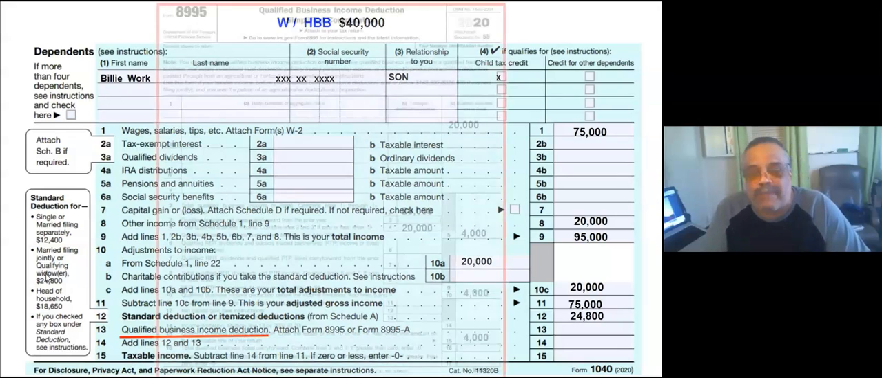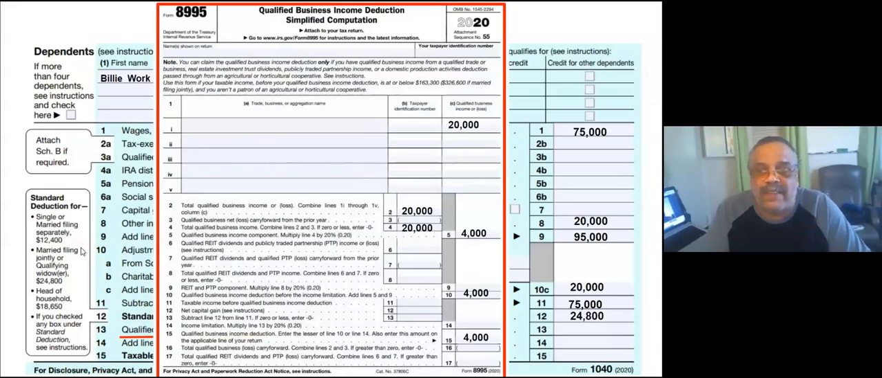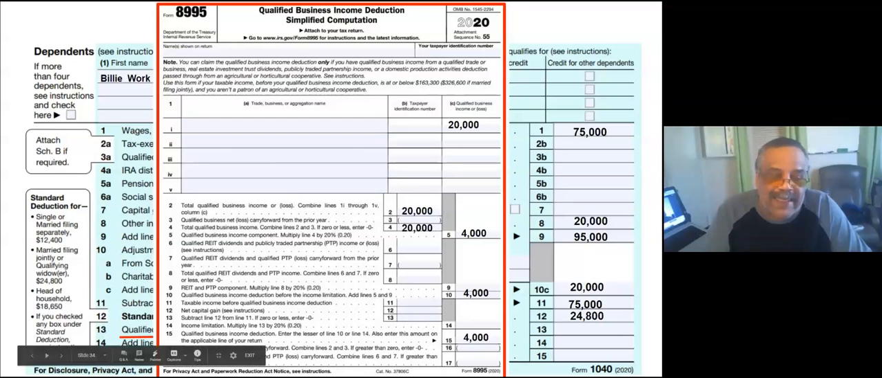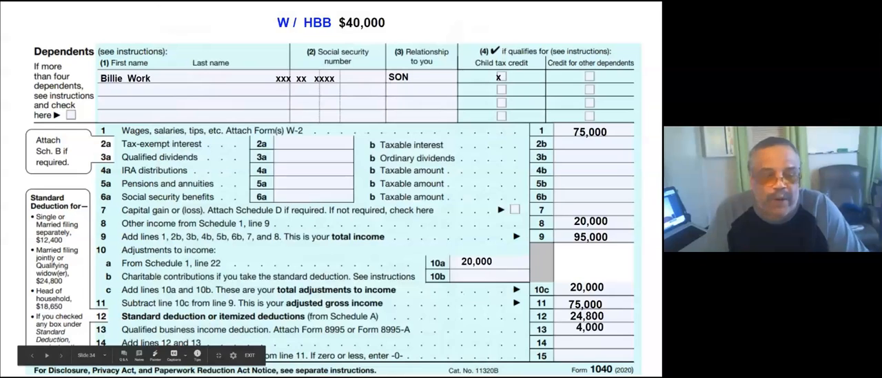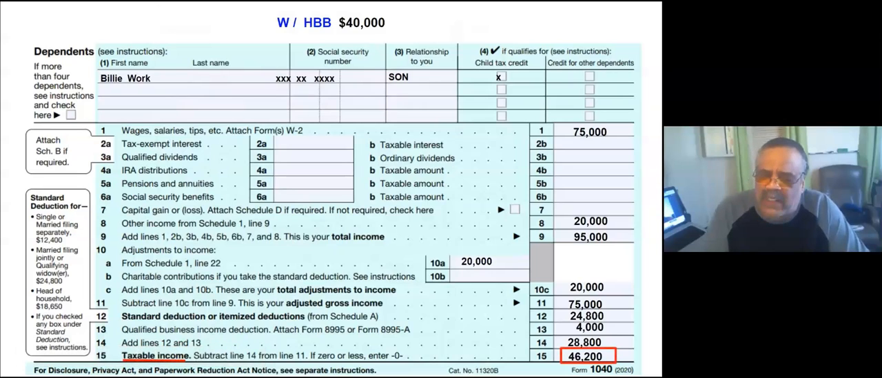Since you made a profit in your business, and you can only use this when you make a profit, they're going to give you an additional $4,000 that you can add to that standard deduction, giving you a total of $28,800 that you can subtract from the $75,000. And now your taxable income is $46,200. Just think about that. You made $40,000 extra in your business.